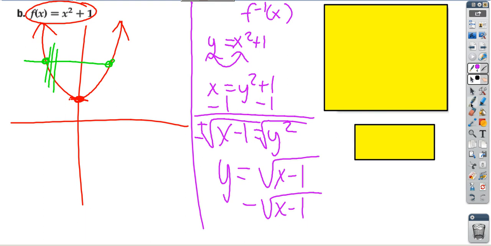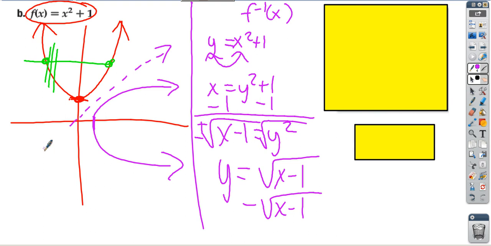So the square root of x minus 1, we'll talk about how to graph that later on, but it's basically going to look like this. And the negative square root of x minus 1 is like that. So you can see they are kind of symmetrical around this line, but in theory, it would be more correct to say that it doesn't really have an inverse.